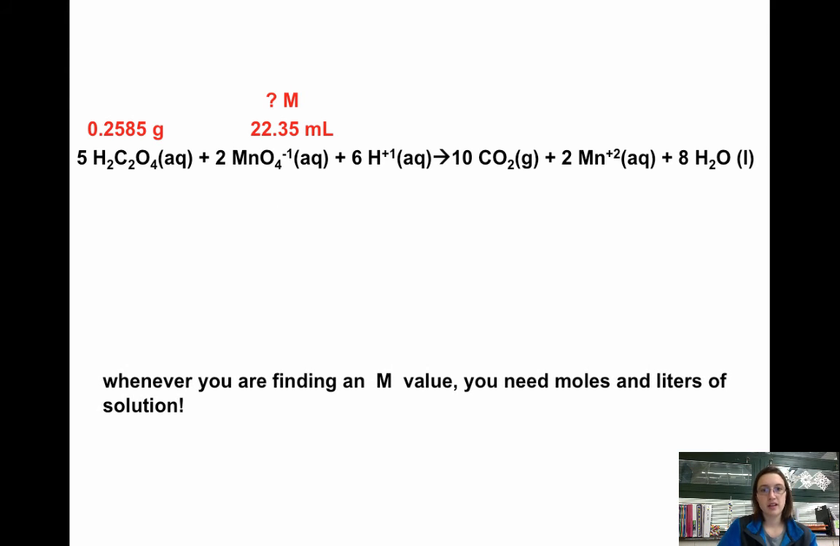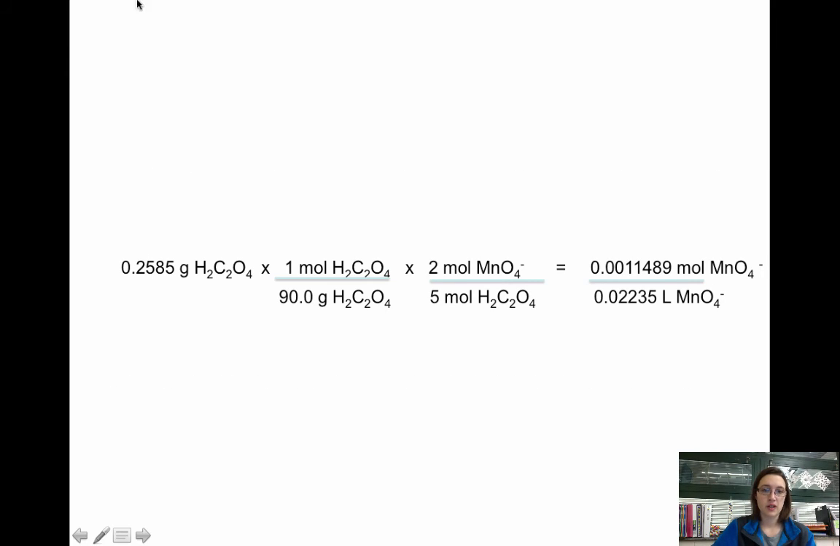Whenever you're finding the concentration, you need moles and you need liters. So we're just going to go through the stoichiometry. Start with grams of what you know. We know the grams of oxalic acid, go to moles. When in doubt, go to moles. So we go grams of oxalic to moles of oxalic, then use the mole ratio from the balanced equation. That's why it's so important to balance the redox. For every 5 moles of oxalic acid, we need 2 moles of permanganate ion. That gets us 0.011489 moles of permanganate.